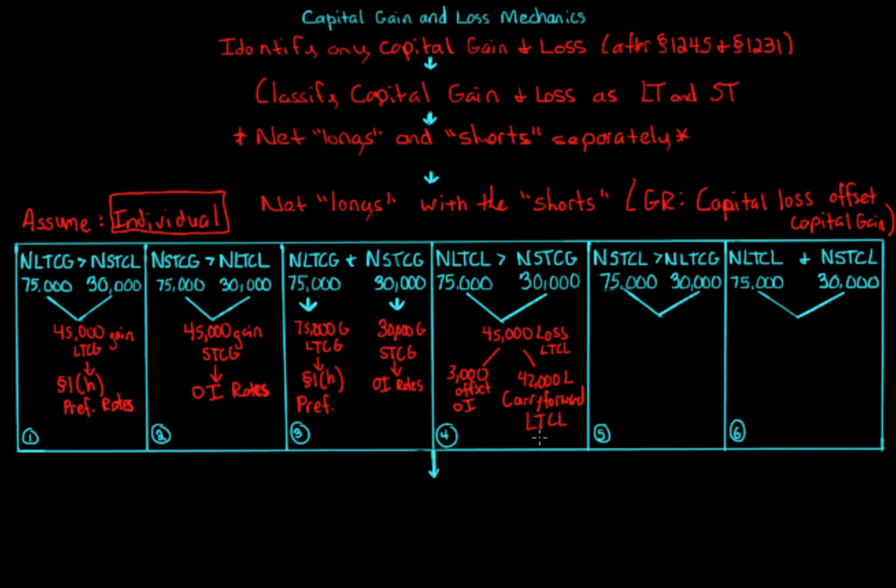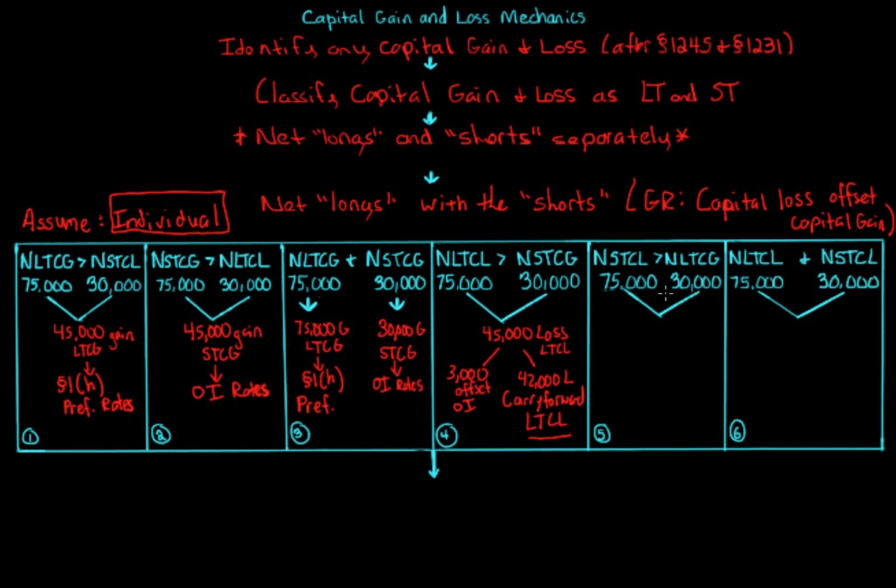So again, it's important to understand that the capital loss, the $42,000, carries forward to the next year. We do the analysis, and it does stay as a long-term capital loss. It keeps that same character. $3,000 of that $45,000 can be used to offset ordinary income, wages, and whatnot during the year.